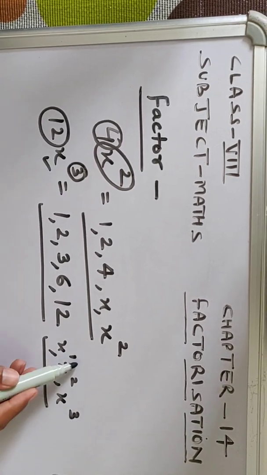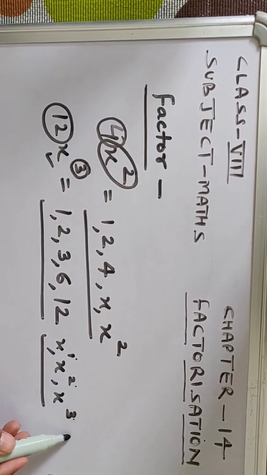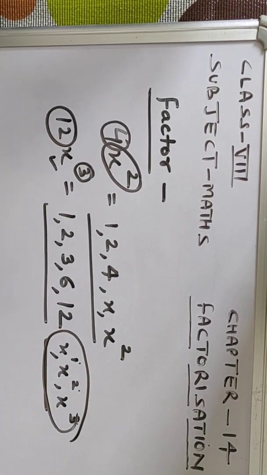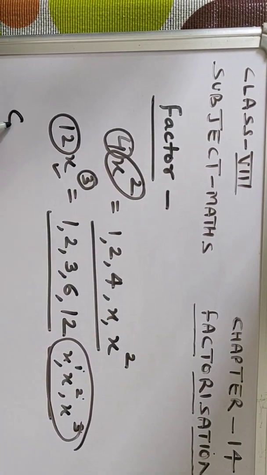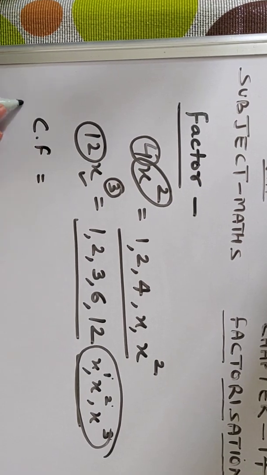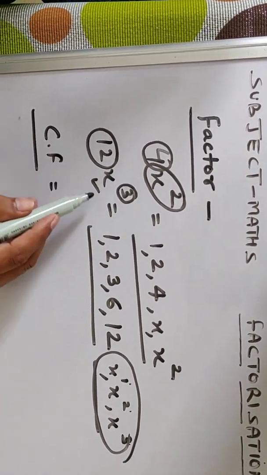So start from 1, 2 and 3. These are the three factors of x cube. Now we will find out the common factors. What are the common factors of 4x square and 12x cube?